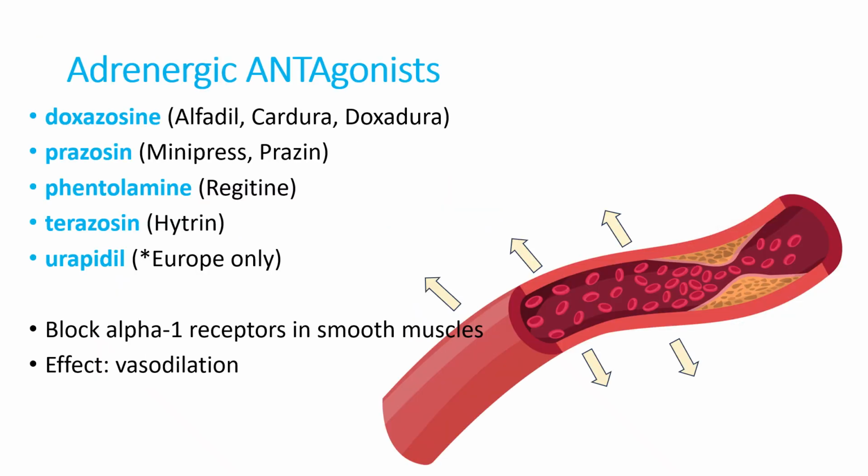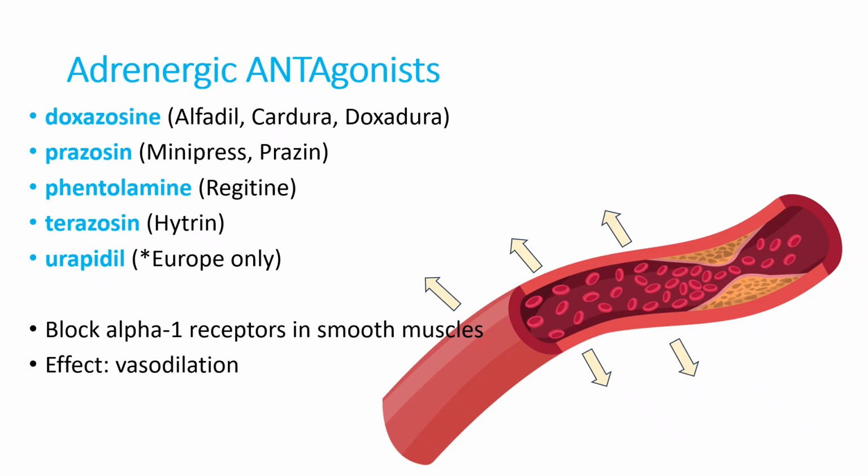Adrenergic antagonists include your alpha-1 blockers. These drugs selectively block alpha-1 adrenergic receptors, primarily located in vascular smooth muscles. Blocking these receptors prevents norepinephrine from binding, thereby resulting in relaxation of arteries and veins, causing vasodilation and a decrease in peripheral vascular resistance, thereby leading to a decrease in blood pressure.